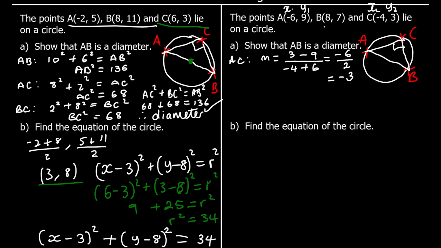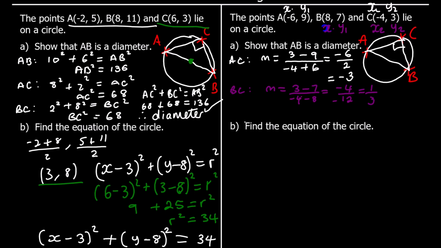For B to C, I'll do x1, y1, x2, y2. So the gradient is the change in the y's, 3 take away 7, over the change in the x's, negative 4 take away 8. That's negative 4 over negative 12, which is 1/3.